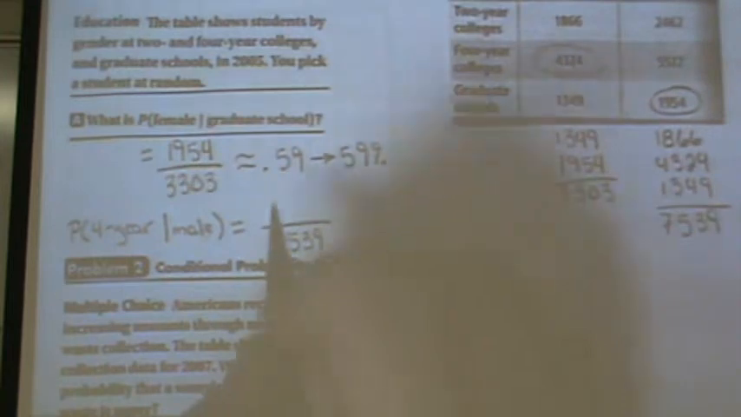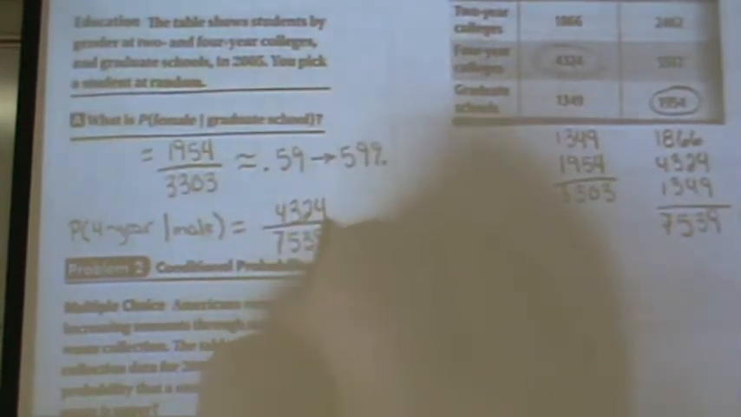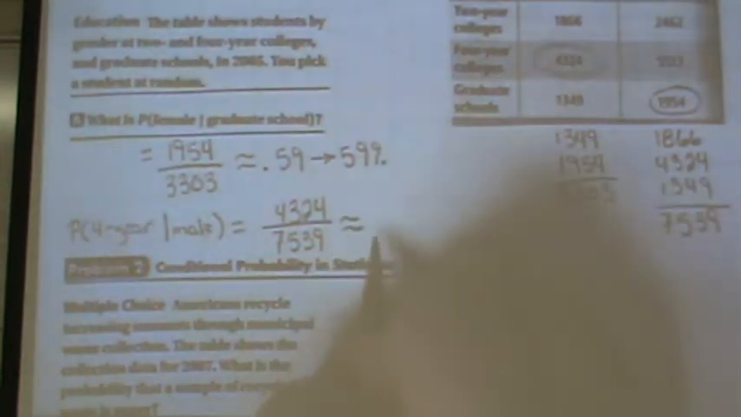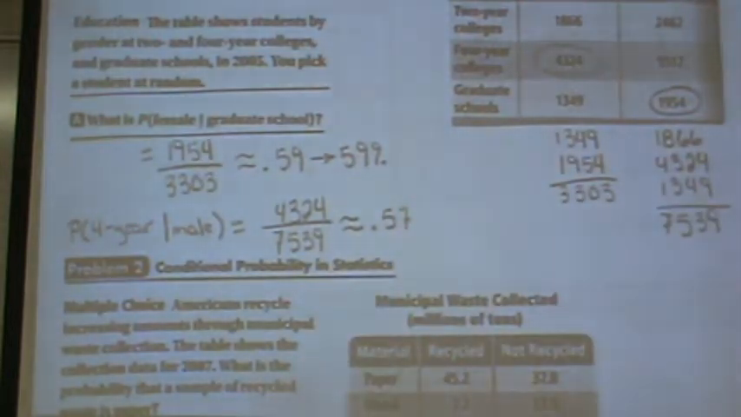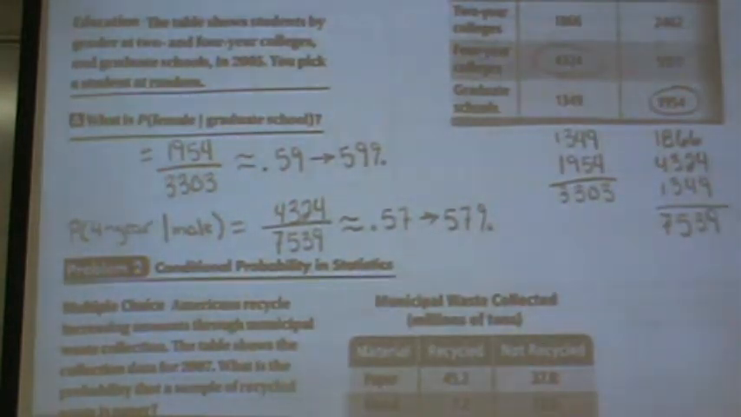So part over the whole. We have 43, 24 over 7,539. Again, we plug this into our calculator, and we should get approximately 0.57, which translates to 57%. So of the male students, 57% are attending a four-year college.